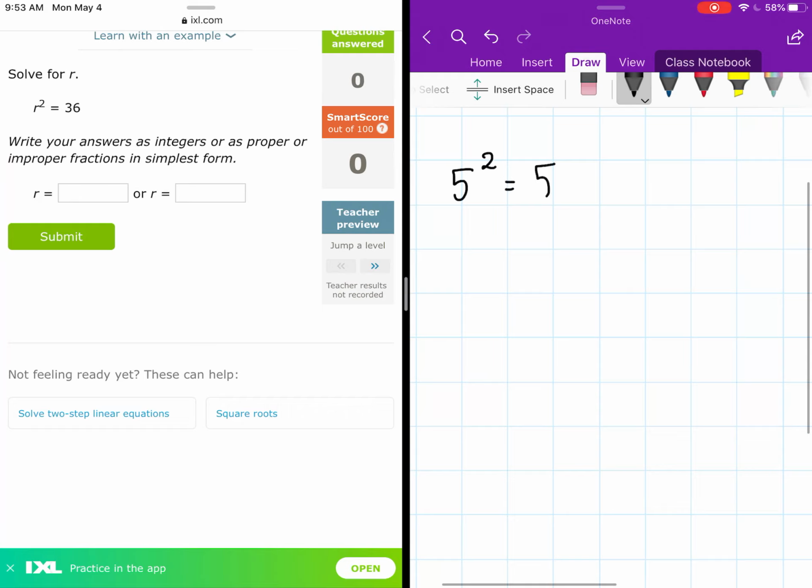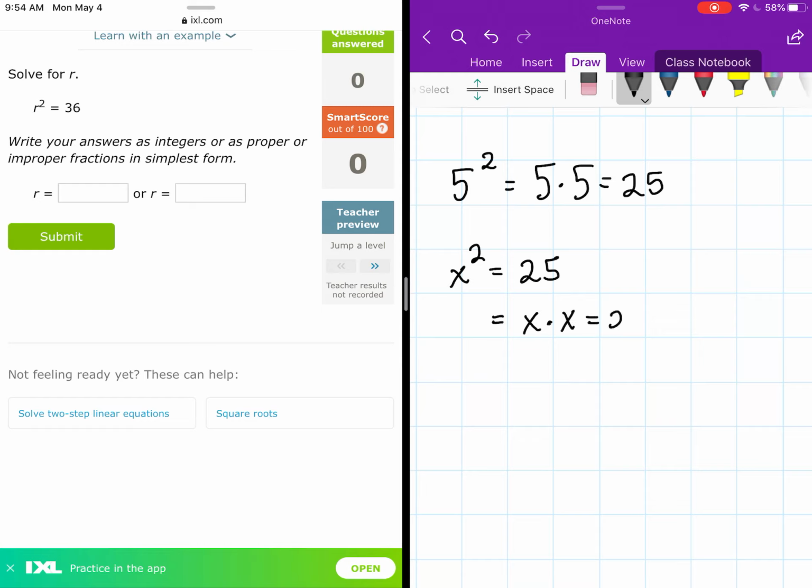5 squared, what does that mean? That means 5 times 5 equals 25, correct? Now you can use a calculator to solve any of these if you need to. But let's say I gave you x squared equals 25. So then what is it that you have to do? You have to find an x that is going to give you that 25. How? That means that something, when you do x times x, will give you 25.